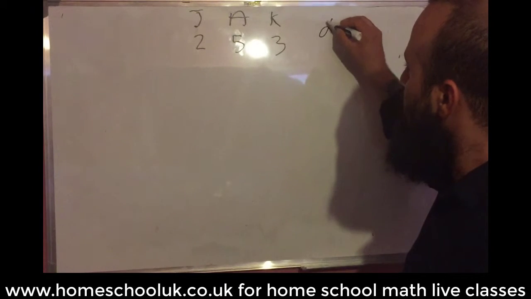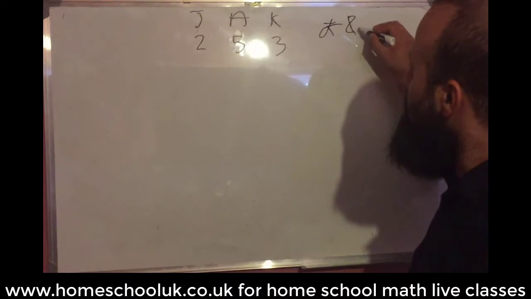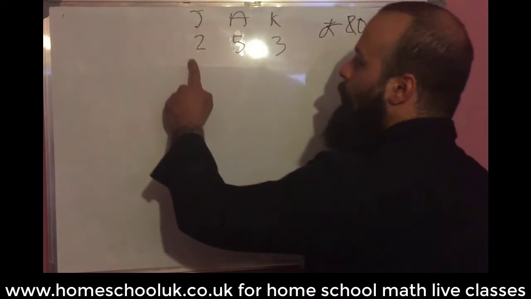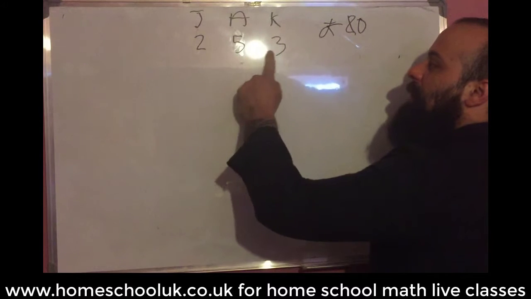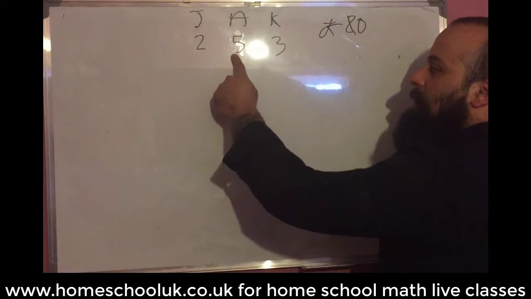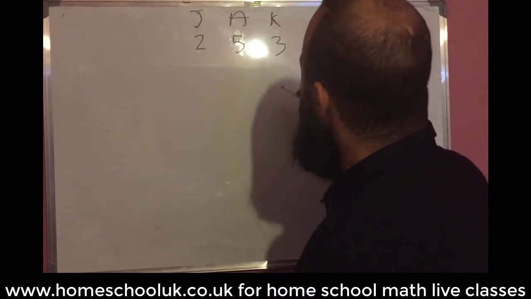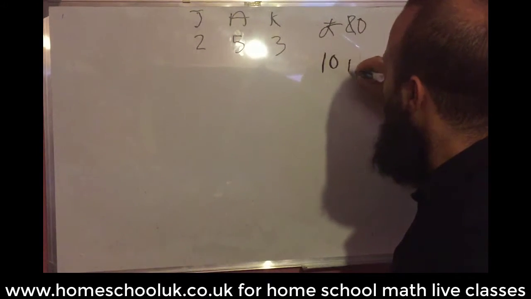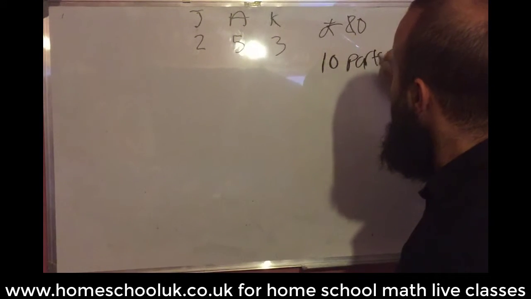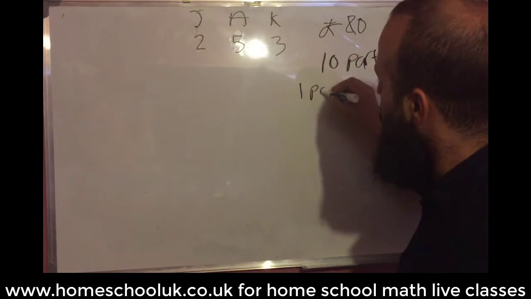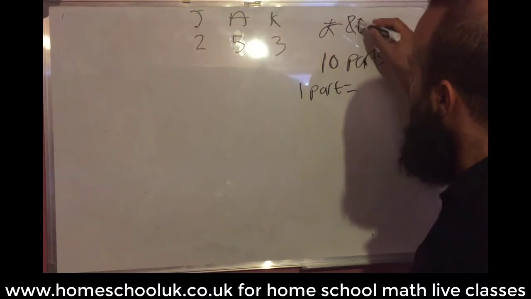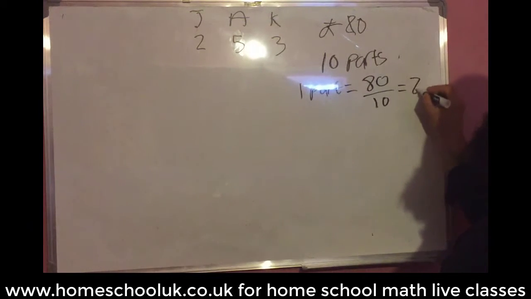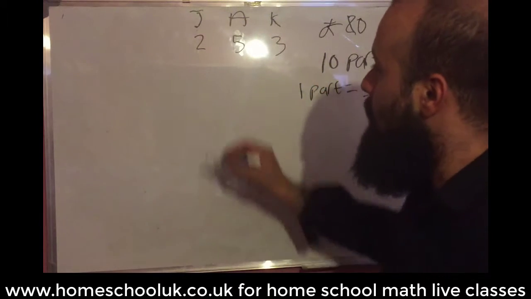We want to split £80 between those 3 people. How many parts do we have in total? Well, Jake has 2, Anna has 5, Carl has 3. 2 plus 5, 7, plus the 3, 10. So we got 10 parts altogether. 1 part is equal to the 80 divided by the 10, which is 8. So each part is worth 8.